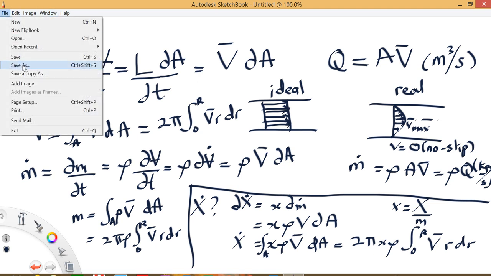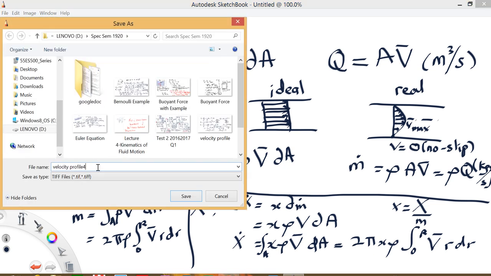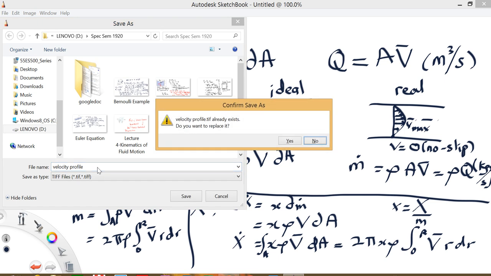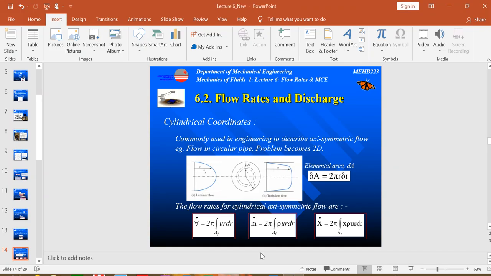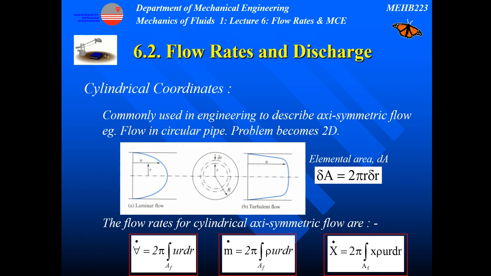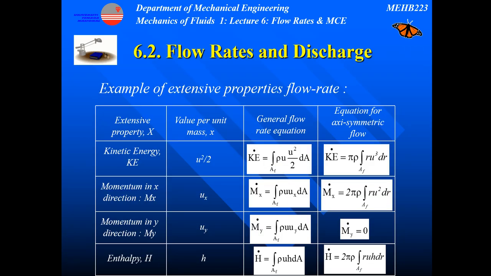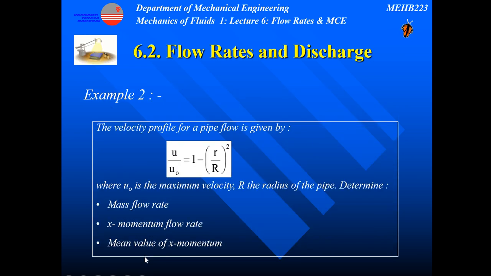Alright, save this first. Okay. So these are the examples of extensive property flow rate. You have kinetic energy, momentum, enthalpy. Okay, let's do this example.